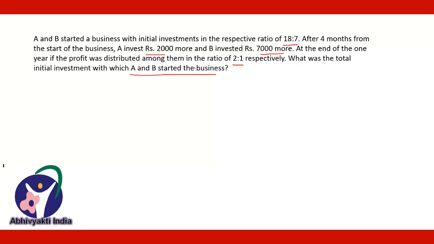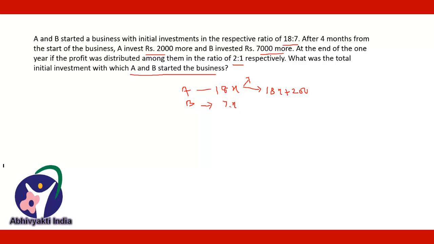Now here let the money invested by A be 18x and that of B be 7x. After 4 months, A invests 2000 rupees more. It means for 4 months he invests 18x and for the remaining 8 months he invests rupees 18x plus 2000.